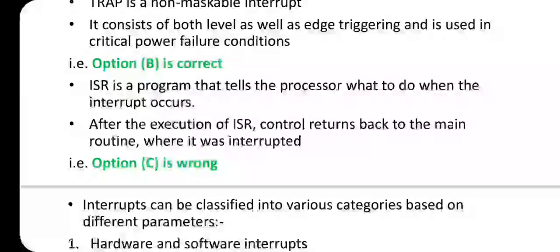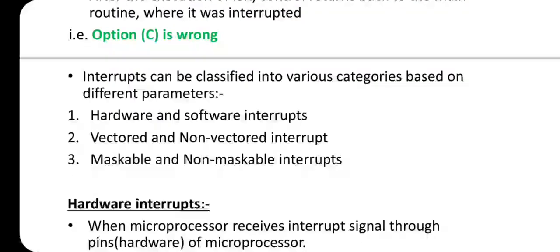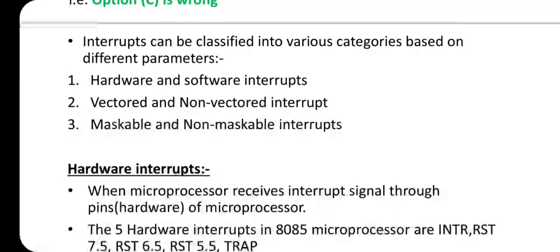Interrupt service routine or ISR is a program that tells the processor what to do when the interrupt occurs. After the execution of the interrupt service routine, control returns back to the main routine where it was interrupted. Option C is wrong.